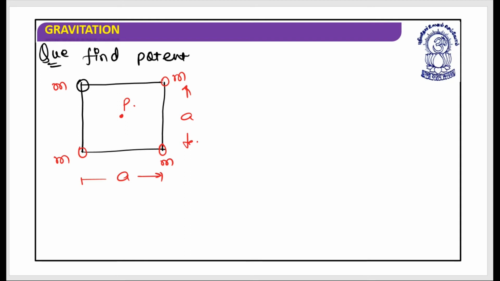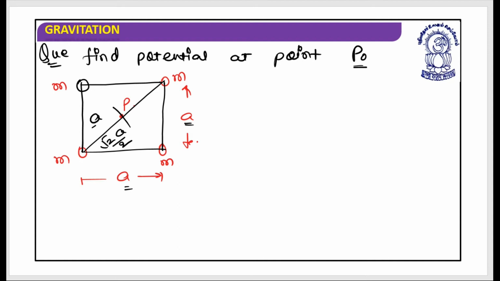The question says to find the potential at point P. This is the requirement. How will you do this? So what I understand is this is A, this is A, this will be root 2 A, and this is half of this. So this will be root 2 A divided by 2. So this will be A by root 2. This separation is A by root 2, and the separation of all of these will be the same.